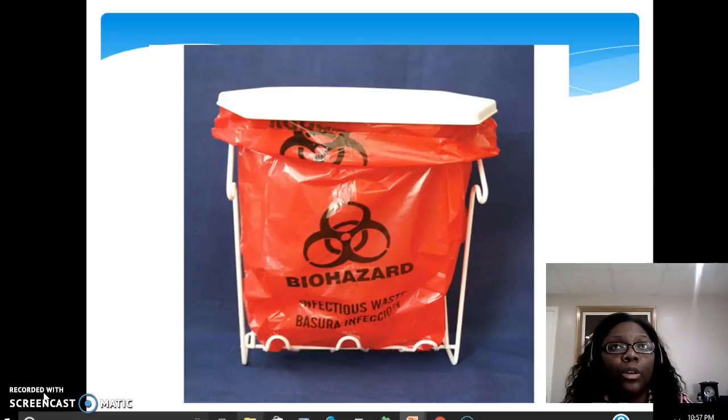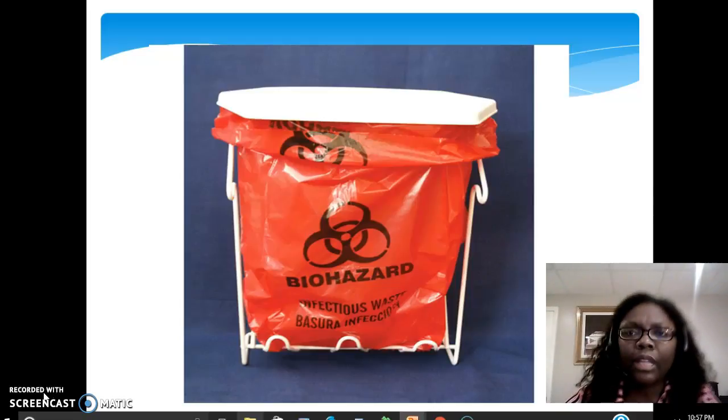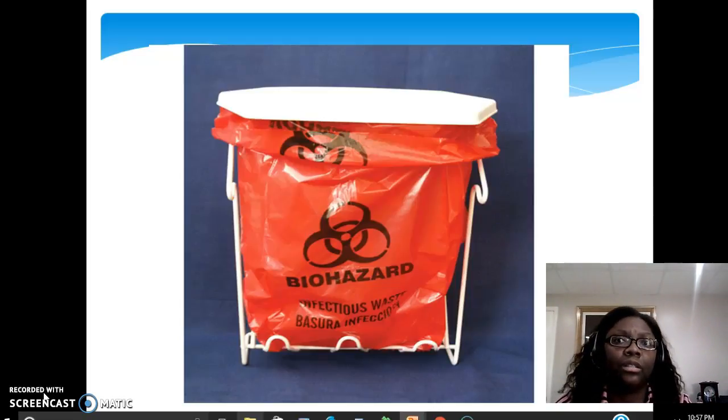Whenever blood or any bodily fluids are involved, you want to make good practice of discarding those used strips into a biohazard bag or a biohazard container, such as this one, to keep down cross-contamination or the spread of infectious diseases.